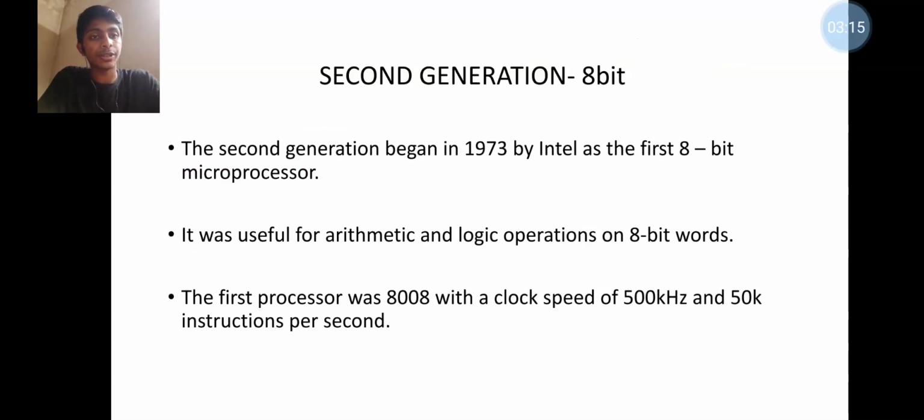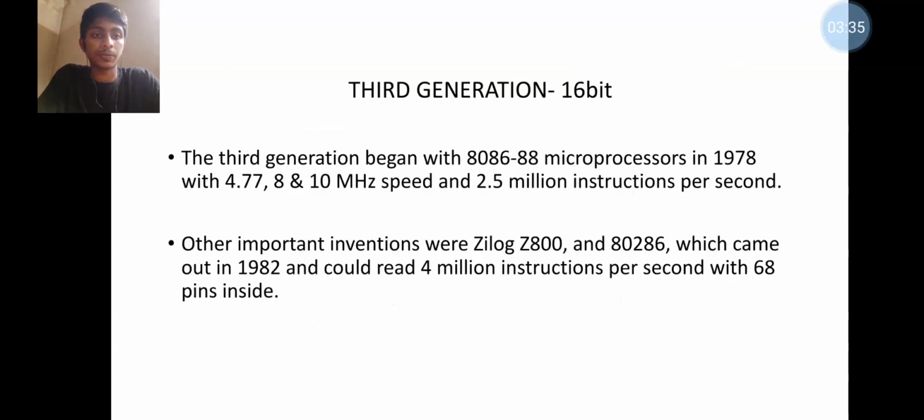Second generation 8-bit. The second generation began in 1973 by Intel as the first 8-bit microprocessor. It was useful for arithmetic and logic operations on 8-bit words. The first processor was 8008 with a clock speed of 500 kHz and 50k instructions per second.